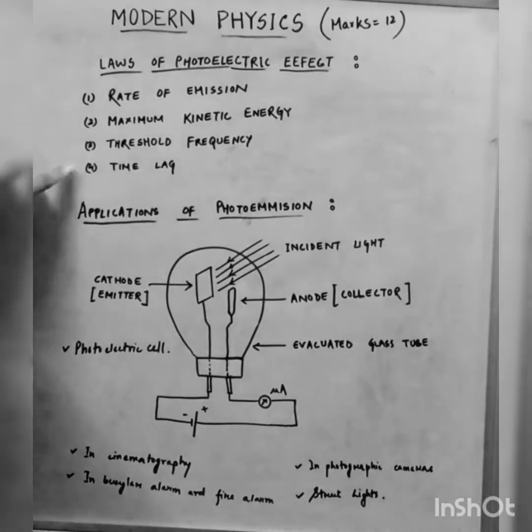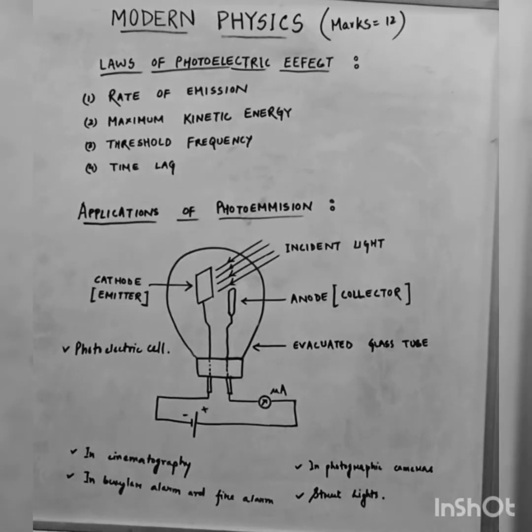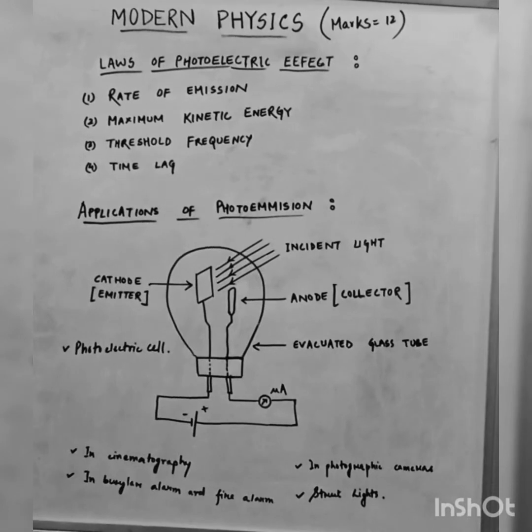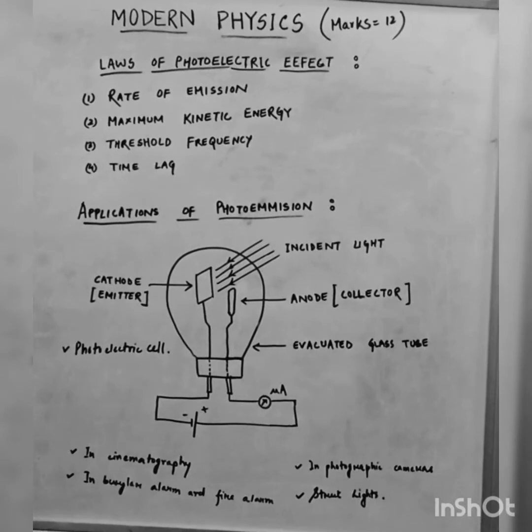Number four, the last law, is the law of time lag. The photoelectric emission is an instantaneous process. There is no detectable time lag between the irradiation of an emitter and the ejection of the photoelectrons. That is, when the incident radiation falls on the metal surface, the photoelectron is ejected immediately, with no detectable time difference, so the whole process is instantaneous.